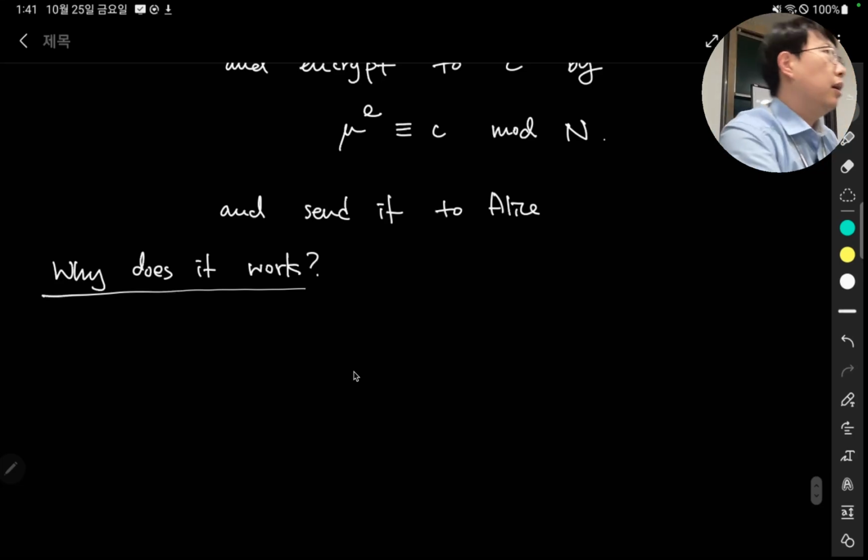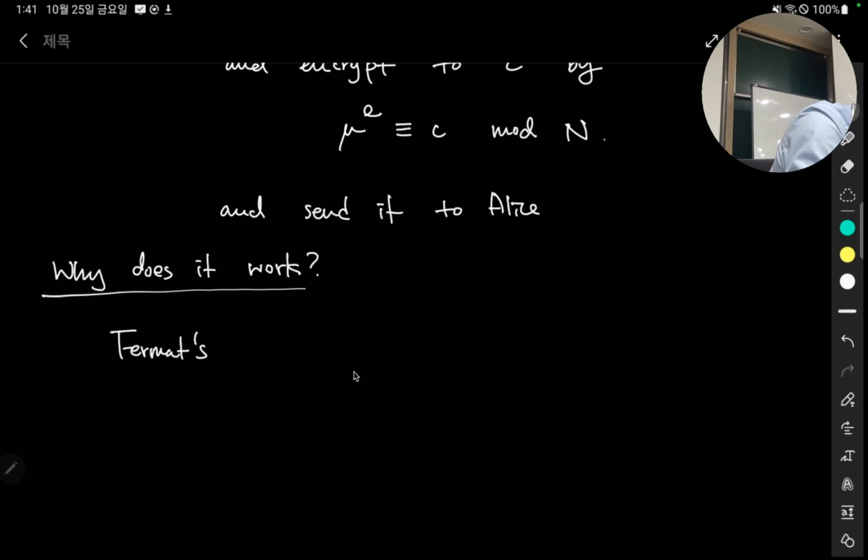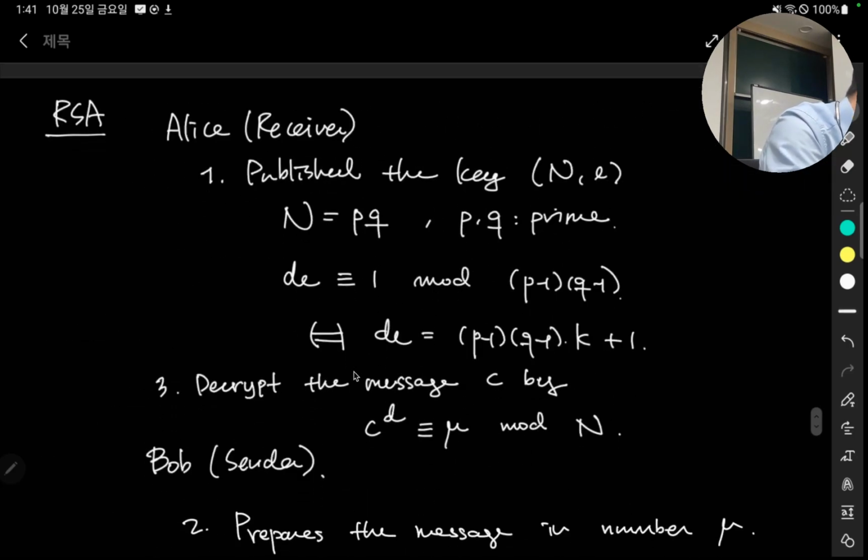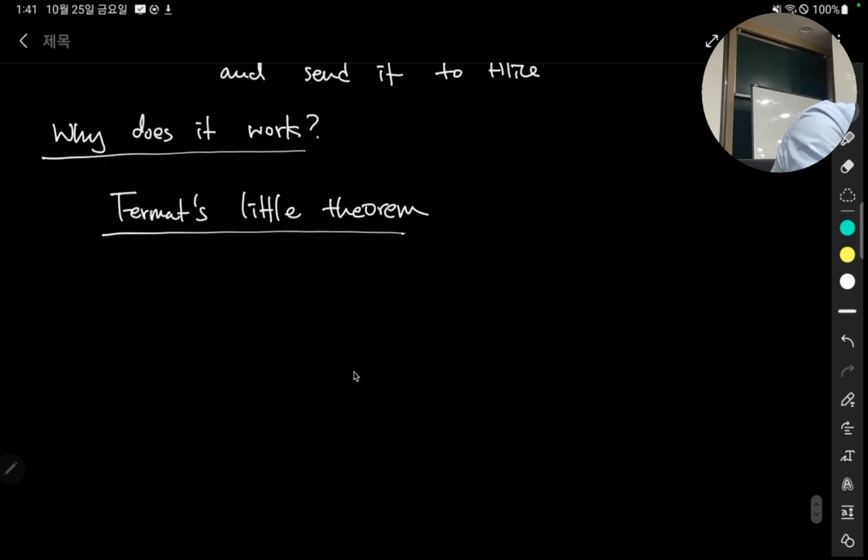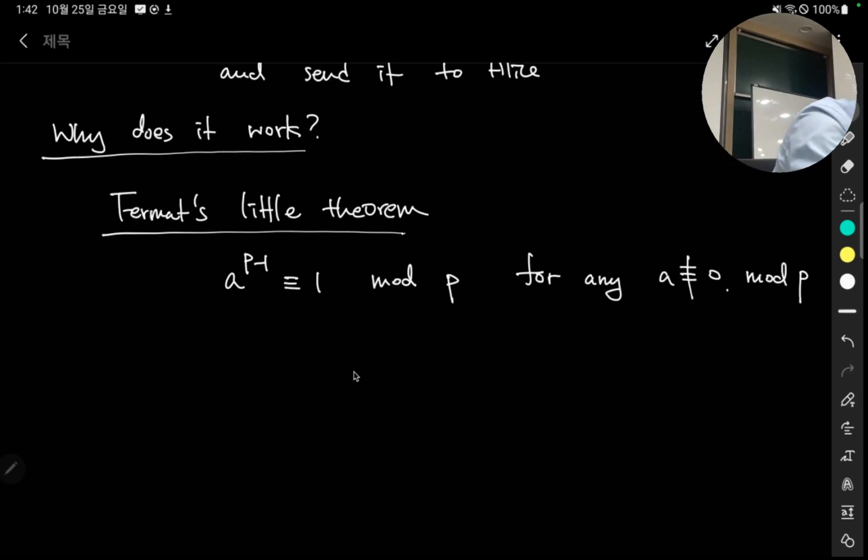So first of all, let's talk about Fermat's Little Theorem. It says, whenever you have a natural number A, and you take the power of p minus 1 and mod out by p, you always get 1, as long as A is not 0, or at least it's not a multiple of p.